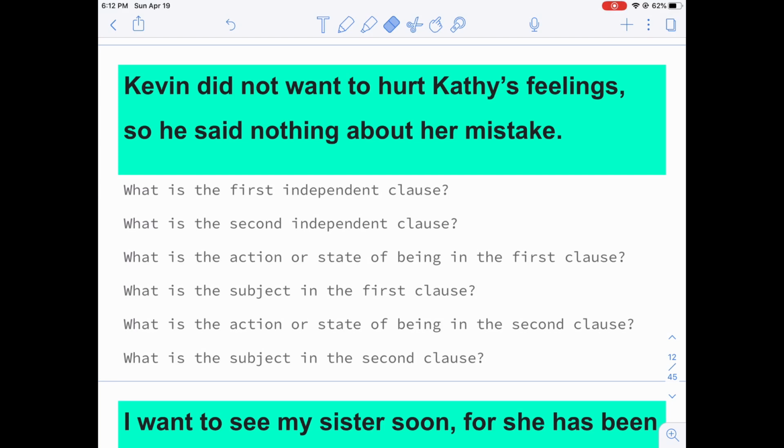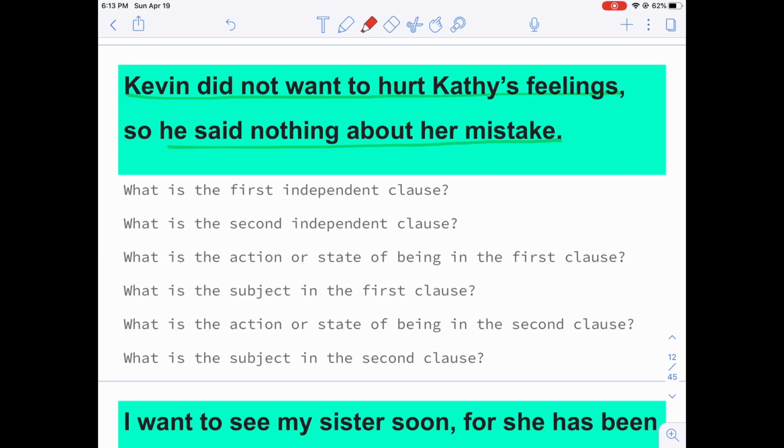We are going to now break down this compound sentence into two independent clauses and identify the subjects and verbs in each. So what's the first independent clause? The first independent clause, Kevin did not want to hurt Kathy's feelings, comma, so second independent clause, he said nothing about her mistake. What's the action or state of being in the first clause?